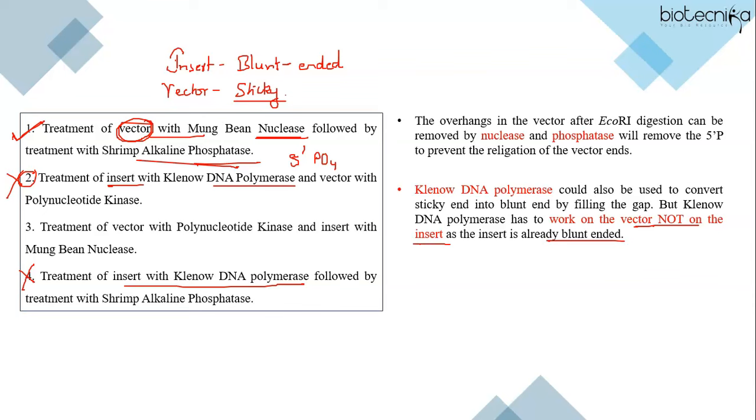Then option 3, treatment of vector with polynucleotide kinase and insert with mung bean nuclease. This is also not possible because our insert is blunt ended and we don't need to digest it with mung bean nuclease. Therefore, the answer is option 1 here.